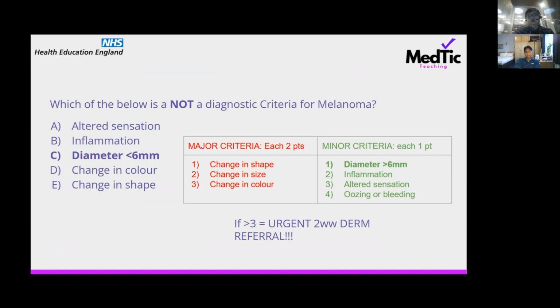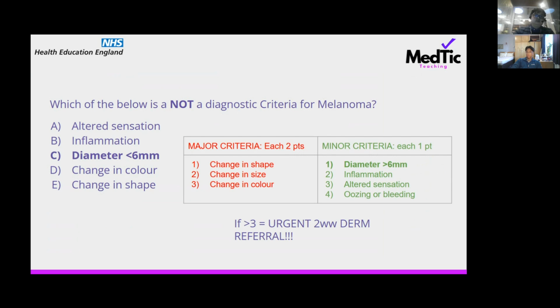Because you need to know what are major criteria and what are minor criteria, because there are points related to it. So a major criterion is 2 points, which includes any change in shape, size, or color. And minor criteria are 1 point each, which are inflammation, sensation, bleeding, oozing from the wound, and a diameter of more than 6 millimeters when you see it. Combining the two, if they score more than 3, they need an urgent dermatology referral ASAP from that point.